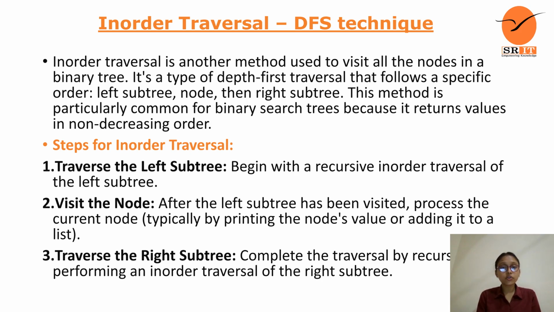So, the steps for in-order traversal. This is just a brief discussion. We first traverse the left subtree, that is, we begin with a recursive in-order traversal of the left subtree. Then we visit the node, that is, after the left subtree has been visited, we process the current node, typically by printing the node's value or adding it to a list. Then we go to the right subtree, that is, we complete the traversal by recursively performing an in-order traversal of the right subtree.